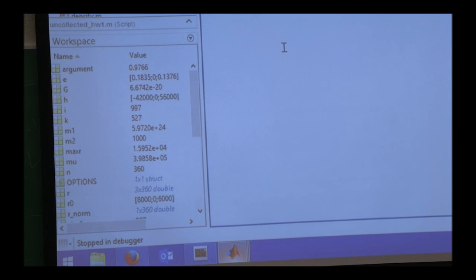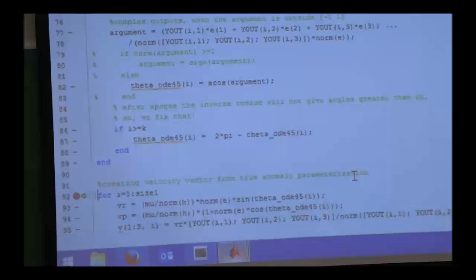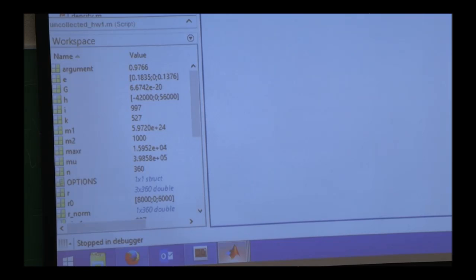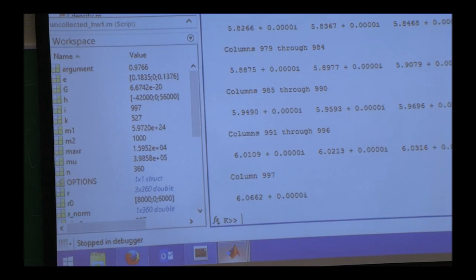What did I call that? Theta ODE 45. So these should be the true anomalies that correspond to the positions that the ODE 45 gave me. See? That's great. I have complex true anomalies. Because that function sees something slightly bigger than 1 at some point because of numerical errors. It may be 1.000000001, and it gives you a complex theta. And so that is something you find out only if you debug, believe me.